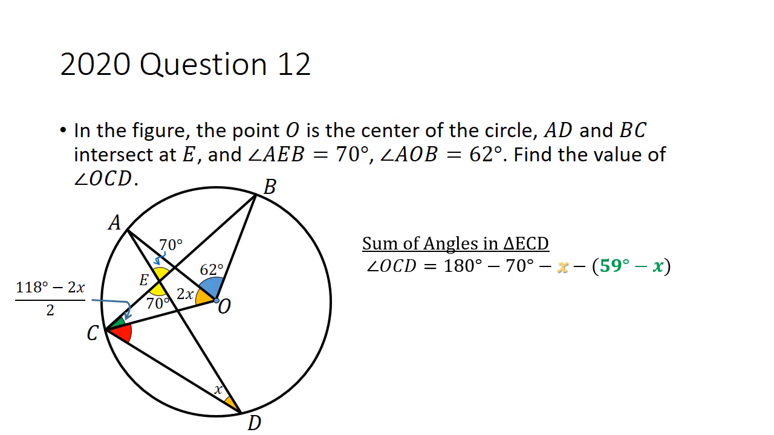So it's equal to 180 degrees minus away the yellow angle, the orange angle, and the green angle. So the red angle we want to find is equal to 180 degrees minus the yellow angle, which is 70 degrees, minus away the orange angle, which is x, and the green angle, which is 59 degrees minus x. While we do not know what x is, the nice thing is that when we expand and simplify this expression, we will get 51 degrees because all the x will cancel away. So our final answer for angle OCD is 51 degrees.